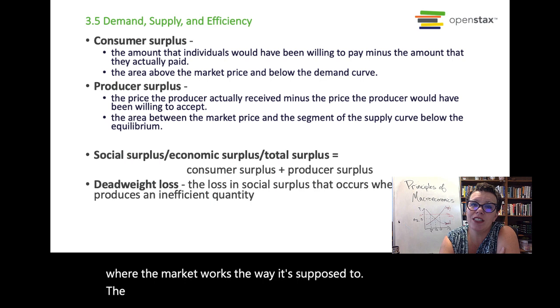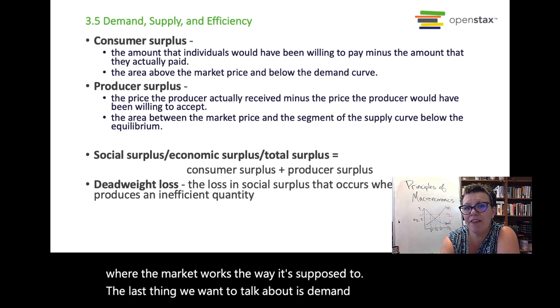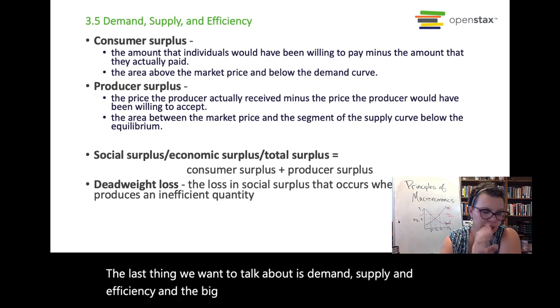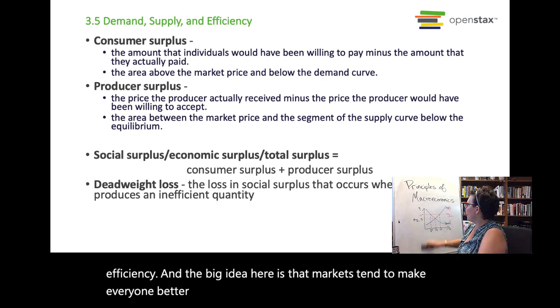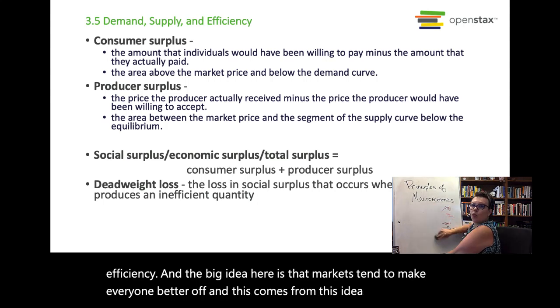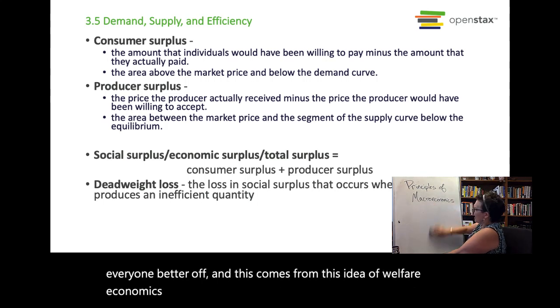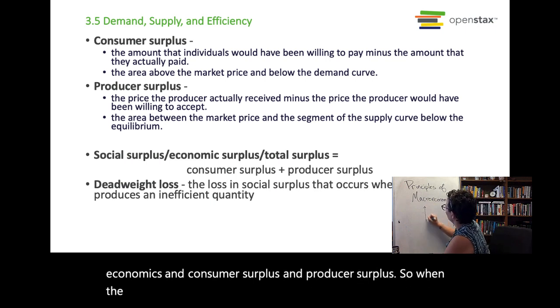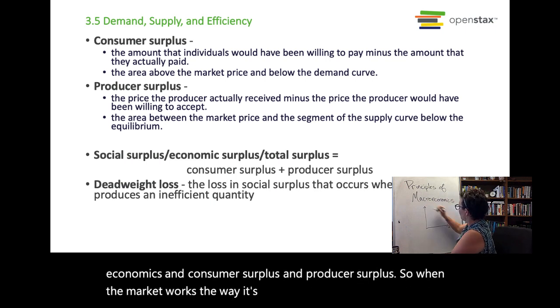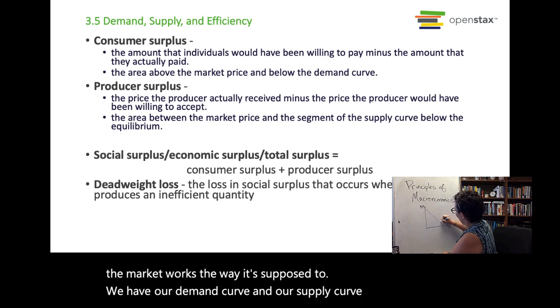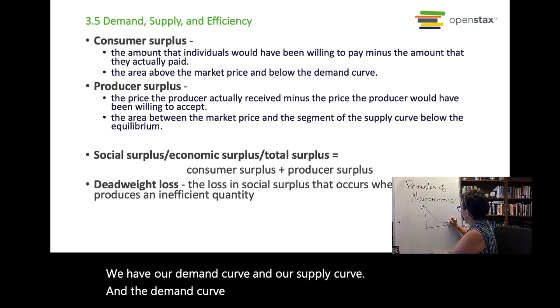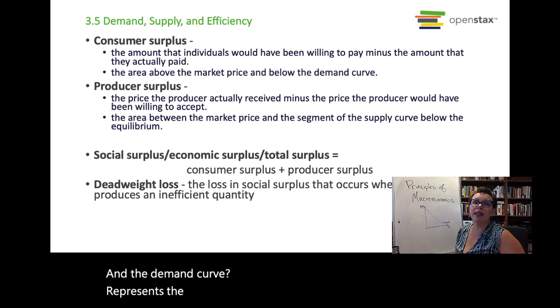The last thing we want to talk about is demand, supply, and efficiency. And the big idea here is that markets tend to make everyone better off. And this comes from this idea of welfare economics and consumer surplus and producer surplus. So when the market works the way it's supposed to, we have our demand curve and our supply curve. And the demand curve represents the consumer's willingness to pay.